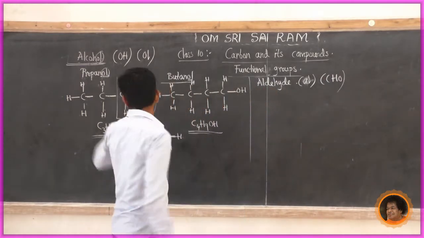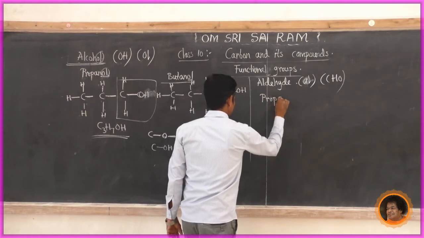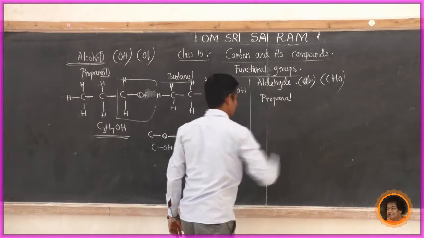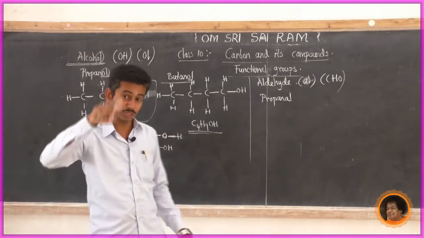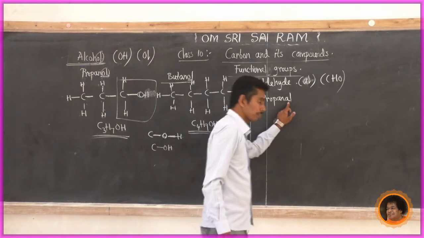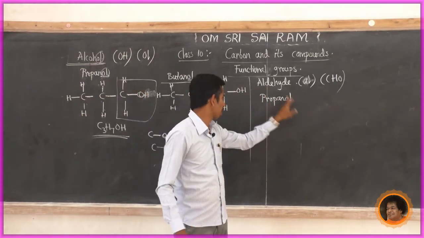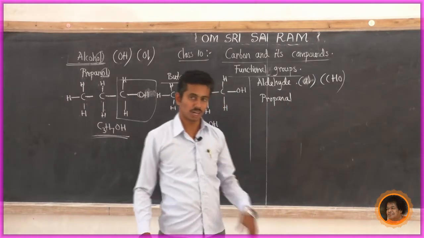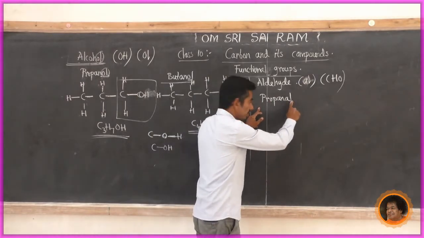CHO. If I write propanol, it is shown like this, propanol. Look at the difference. This is propanol. Ends with OL means it is alcohol. Ends with AL means propanal. Propanol and propanal. Propanal means it is an aldehyde. So aldehyde. Why? Because it ends with the suffix AL.